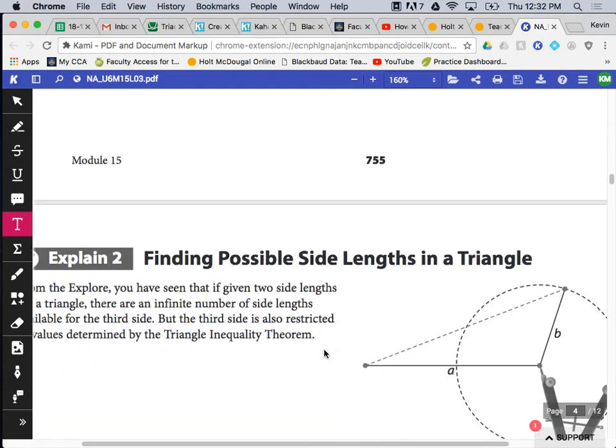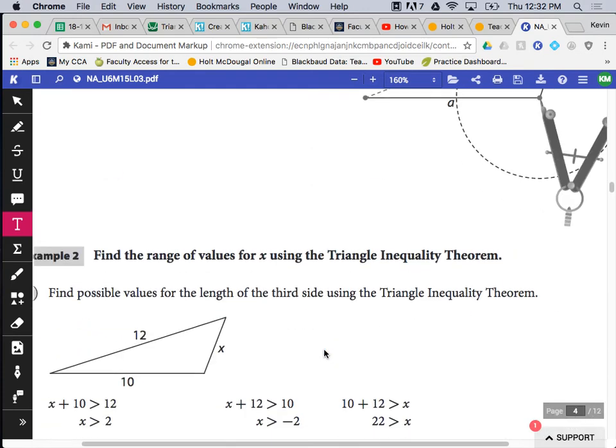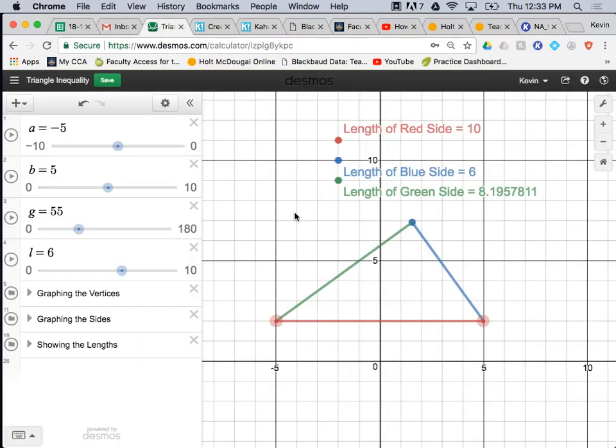Let's continue. Now, what's the second part of this lesson? We know if given 3 side lengths, whether or not it can be a triangle, but the question is, if I'm given 2 side lengths, what are the range of possible values for the third side? So let's bring back our handy animation. Let's take a look. The blue side is fixed, the red side is fixed, the green side gets longer or shorter.